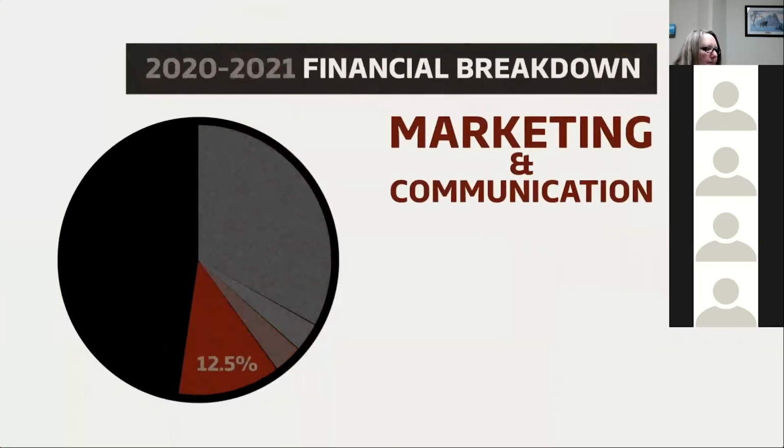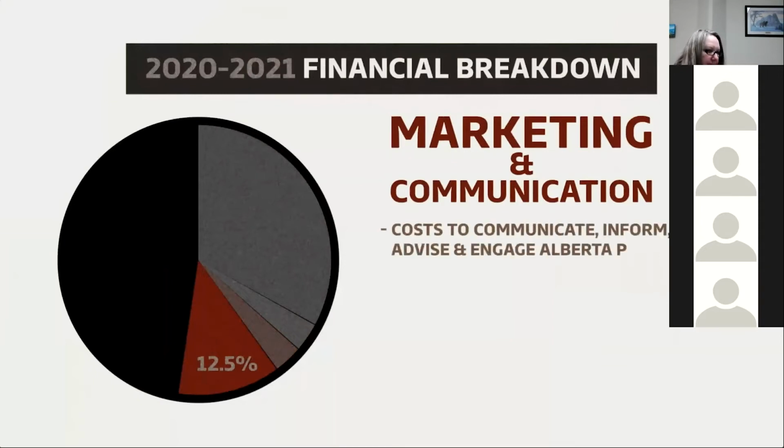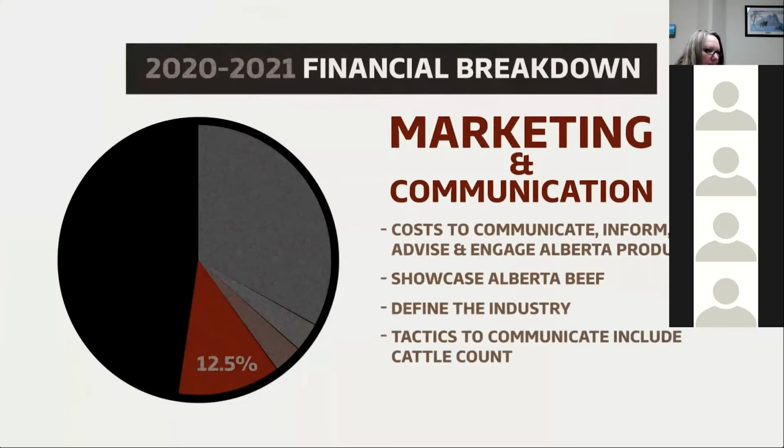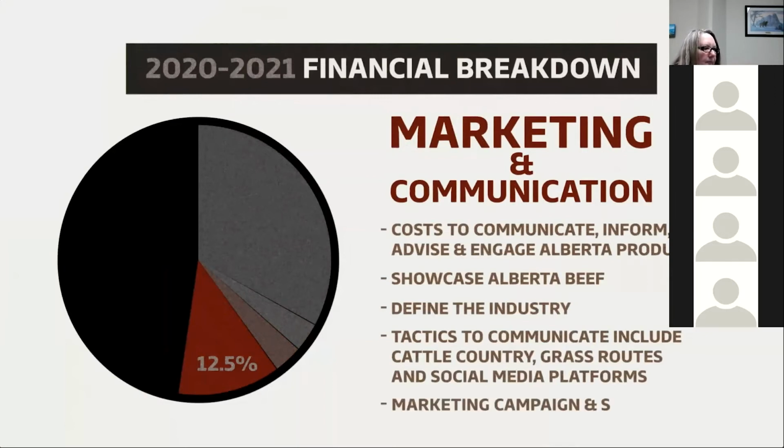12.5% is allocated to marketing and communications. Expenses include the cost to communicate, inform, advise, and engage Alberta producers and to showcase Alberta beef and define the industry. Tactics used to communicate include Cattle Country, Grassroots, and the use of social media platforms. The marketing efforts include a major marketing campaign and sponsorship.